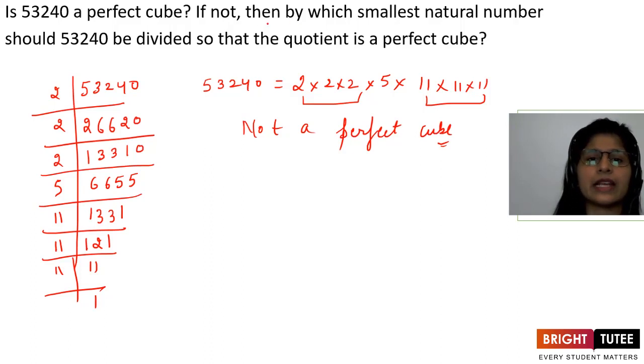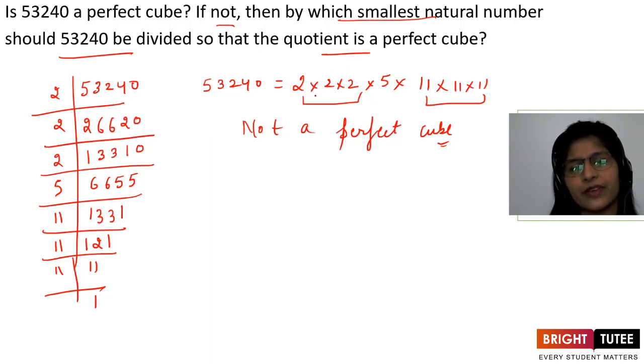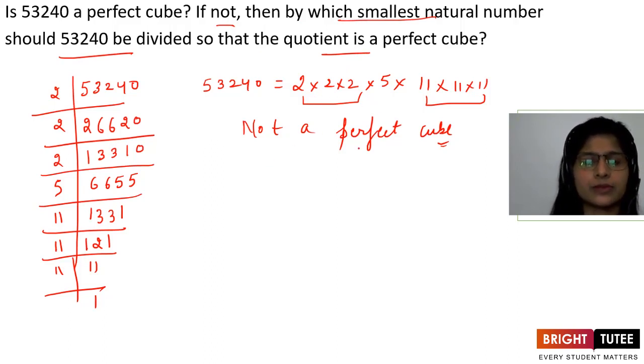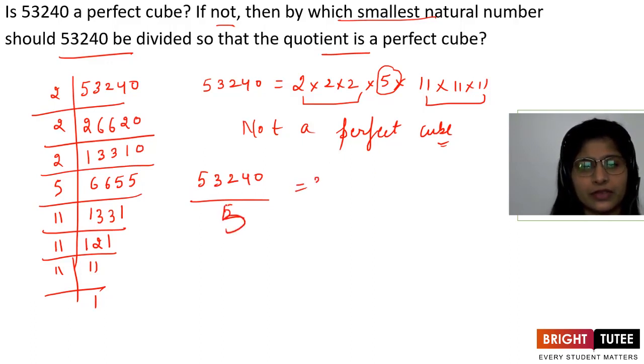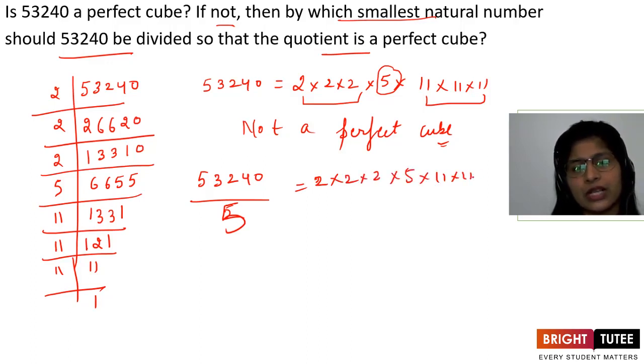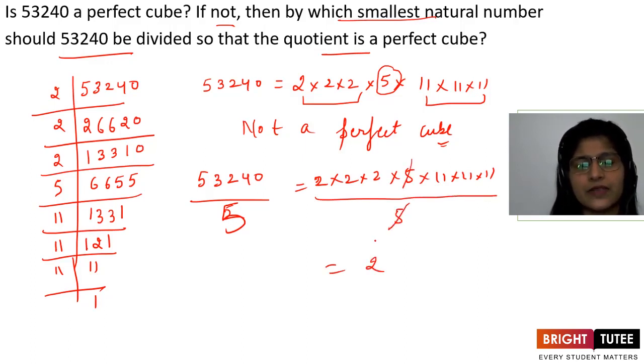Now they're asking, if not, then by which smallest natural number this should be divided so that the quotient is a perfect cube. So what we are going to do is, we'll divide with what? 5, because if we remove this 5, this will become 2 cube into 11 cube, and that's a perfect cube. So let's divide both the sides, not with 2, sorry, with 5. So here 2 cross 2 cross 2 into 5 cross 11 cross 11 cross 11 divided by 5. 5 and 5 here will get cancelled, and this side we just have 2 cube into 11 cube.